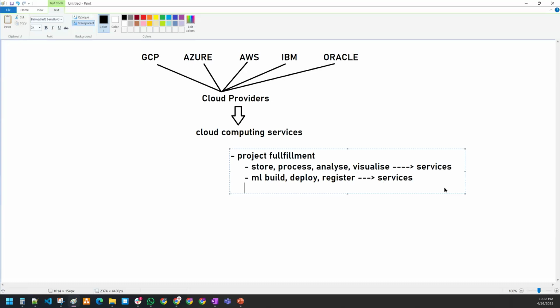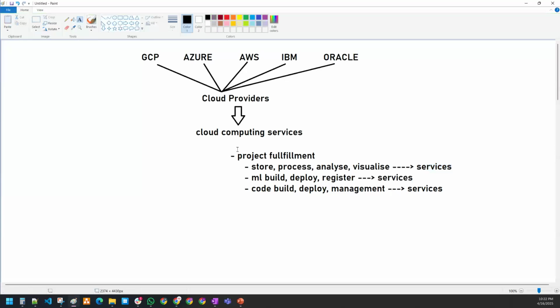Not only for that, if you are an application developer, you can do your code build, code deployment, and source code management. All of these things, again, you have dedicated services for doing that. Those services I'm calling cloud computing services. You need separate services for doing that, and such services are provided by the cloud providers.